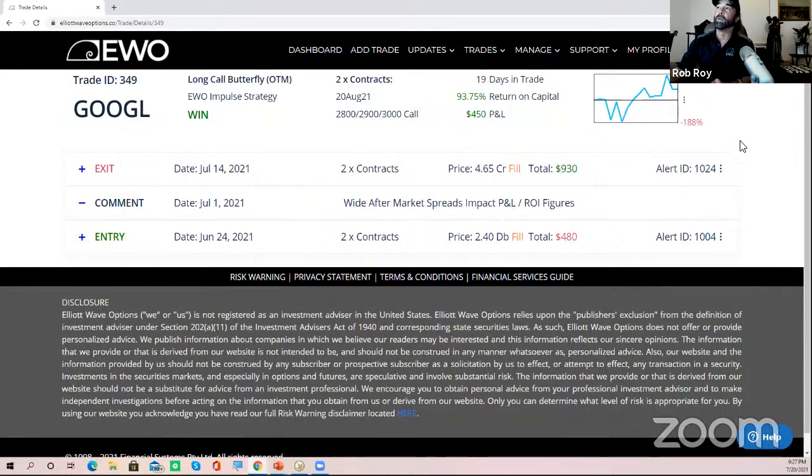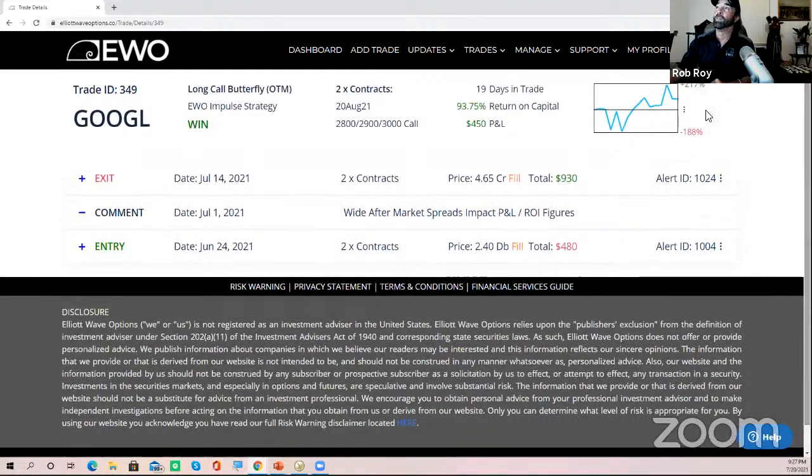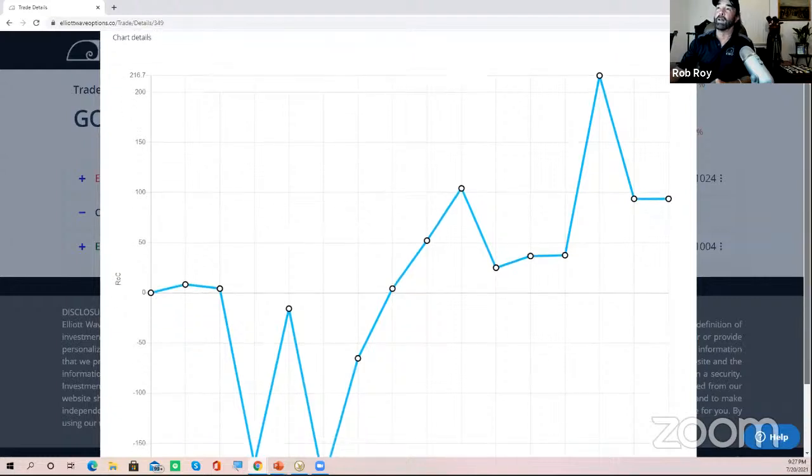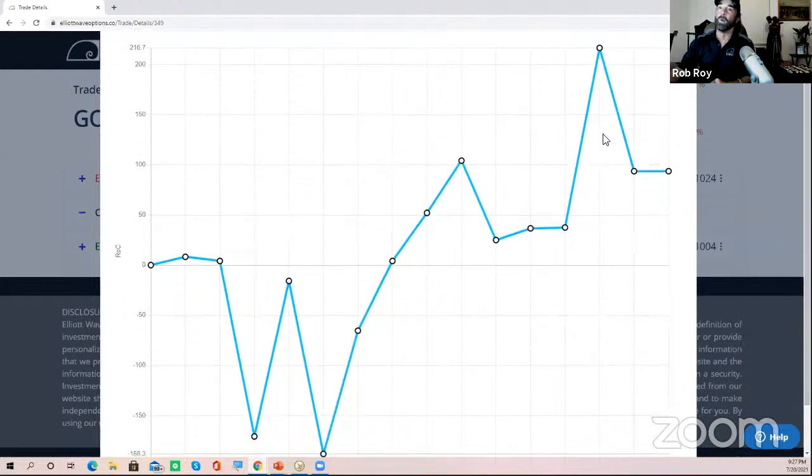Now we posted a comment here. You can see it kind of messed up our mark-to-market graph, especially when you have a stock like Google that's a bit volatile. You can see these wild swings here, and that's because the spreads get wide when you close and the market makers don't want to get caught offsides. So it's a bit of a weird mark-to-market graph.